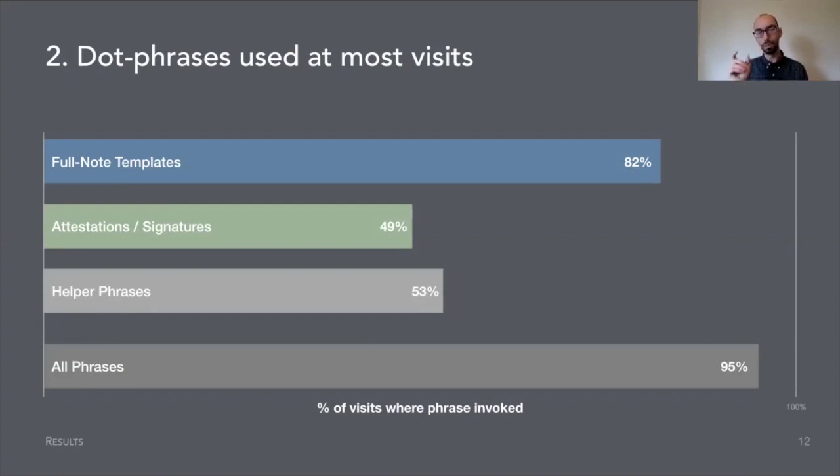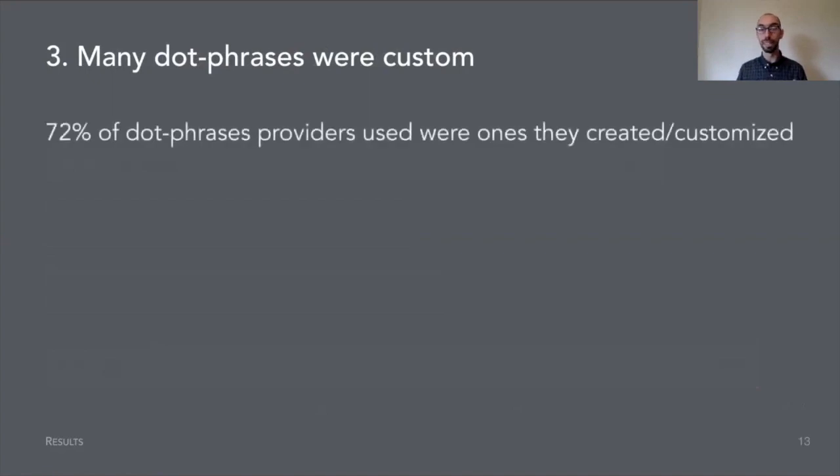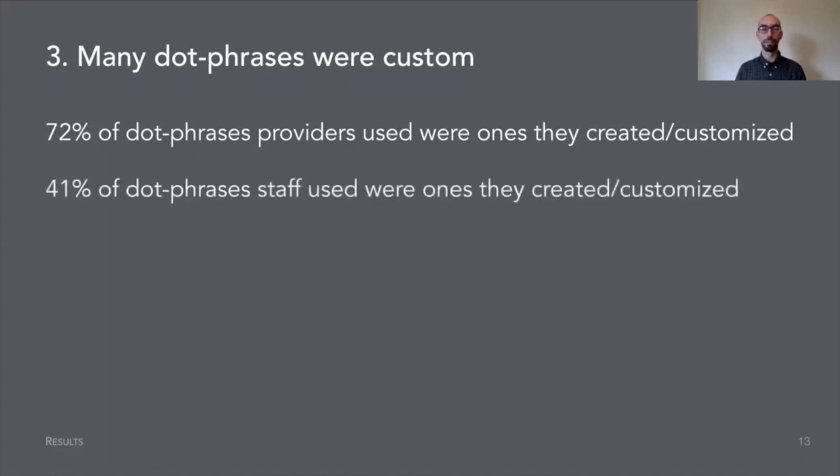And in fact, when we looked at those 5% of visits that didn't have one of these dot phrases used while documenting, we found often these were short stubs of notes, things like patient didn't show today, that weren't the typical documentation flow. One other interesting thing we were looking at is customization of phrases, who created them. And what we found is that almost 3/4 of the phrases that providers ended up invoking while writing notes were ones they had created or customized. So it wasn't the case that they just got one from an administrator or even used a default one built into the medical record. They had created and customized the phrase. Now, this was different for staff members, where only 41% of the time when they invoked a phrase was that phrase one they had created.